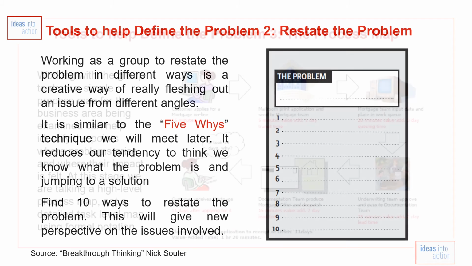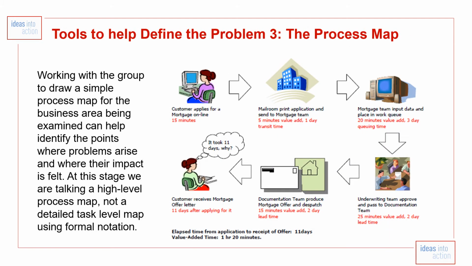The next tool to help define the problem is the process map, one of my favorite tools and really useful in defining and analyzing process problems. We have in the picture on the slide an example, very high level process map for a mortgage application process. And we can see at the bottom there that the elapsed time for applying for a mortgage and receiving an offer in this example, which is based on real life from some years ago, is 11 days. The actual value added activity time is 1 hour. Why does a process that takes 1 hour and 20 minutes require 11 days of elapsed time to work?